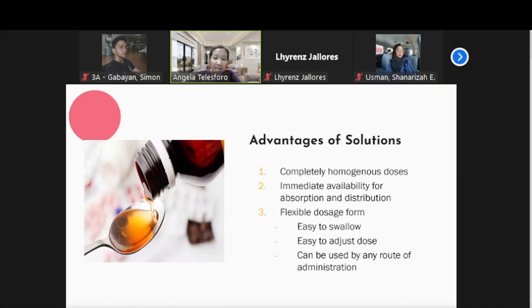Right? Children like to take syrups. Easy to adjust the dose. It can be 1 teaspoon, 1 tablespoon. So it's easy. It can be 1 ml, 2 ml, 5 ml. So that's it. And it can be used by any route of administration.